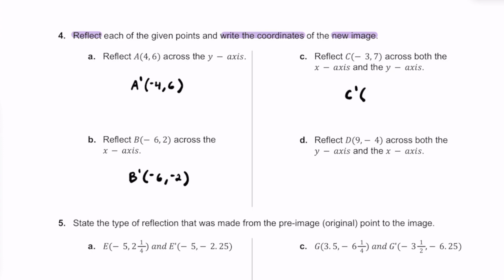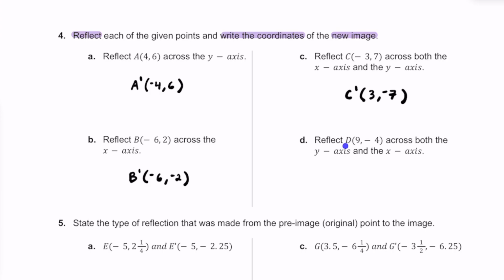So C prime here, the opposite of negative 3 is going to be 3, and the opposite of 7 is going to be negative 7. So whenever you reflect a point across both the x and the y-axis, both the x coordinate and the y coordinate are going to have the opposite value.